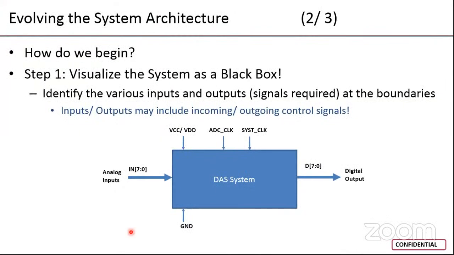I am visualizing this as a black box. So I know only the input and output ports, what is going to be the supply, supply lines, ground lines, and I have a clock signal for analog to digital conversion and a system clock.